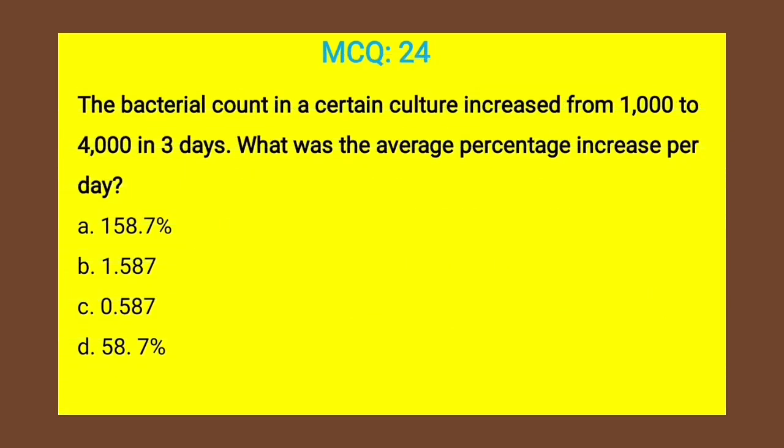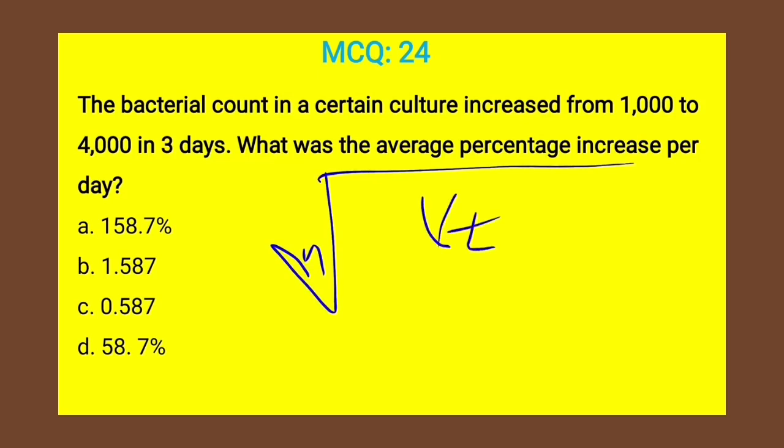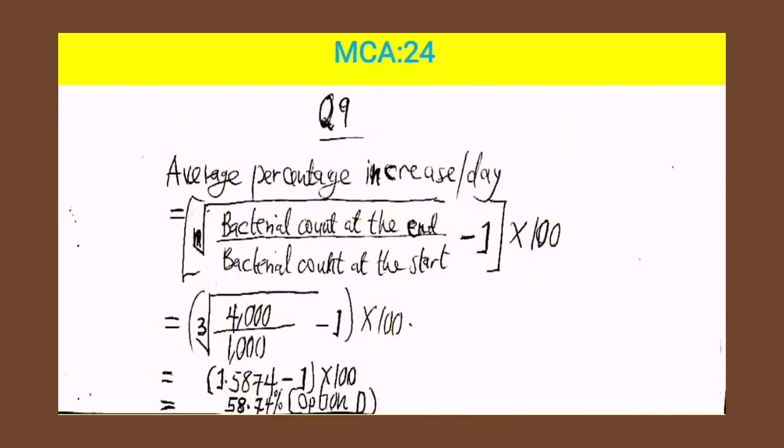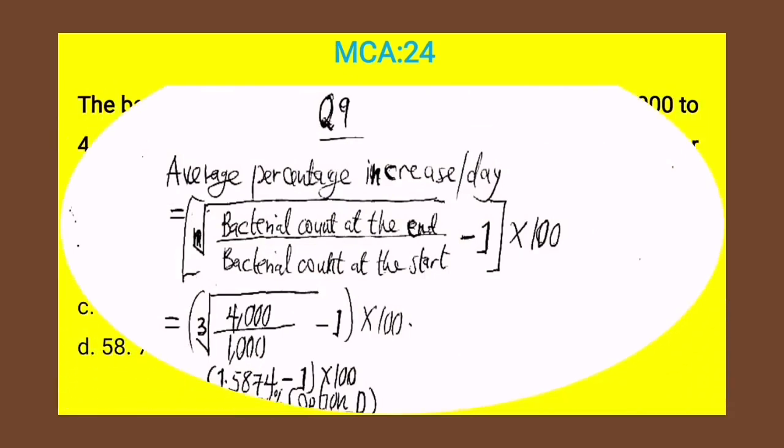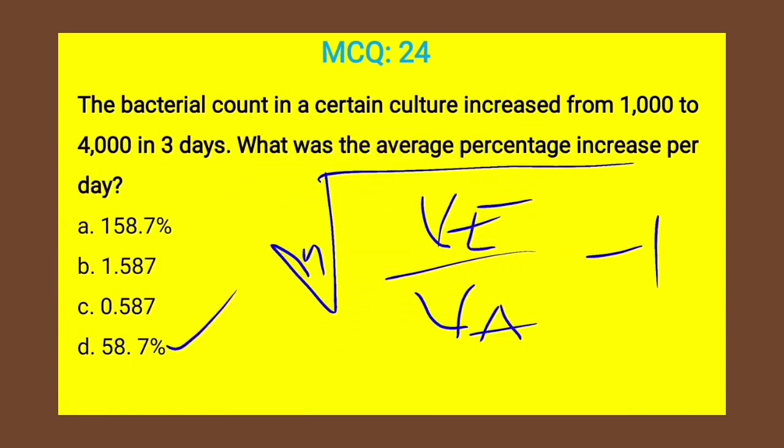Question 24. If you remember, question 24 is a repetition of one of the questions that we just went through. I think that was question 9, just a repetition in that case. So a certain bacteria count, remember that we said is a geometric mean: value at the end over value at the start, minus 1, multiplied by 100. If you remember, that was the deal. I've made a reference, that was question 9, so the answer still remains the same, which is 58.7 in that case. So let's take note.